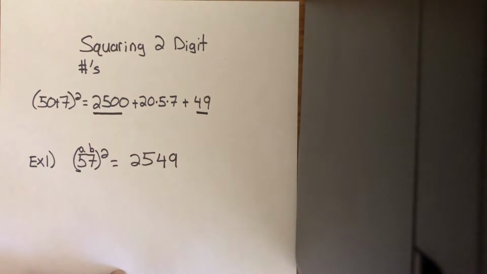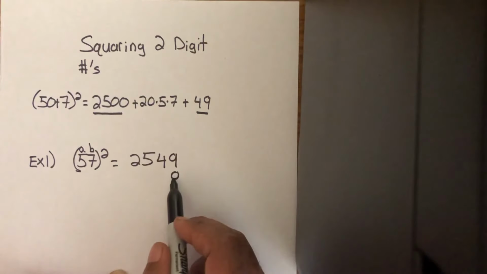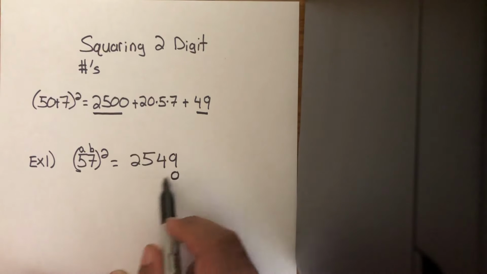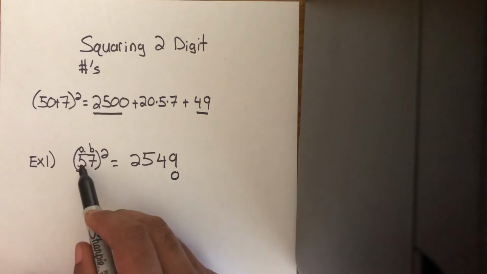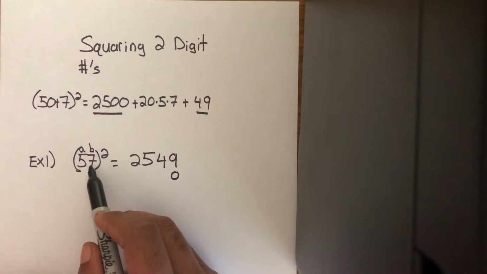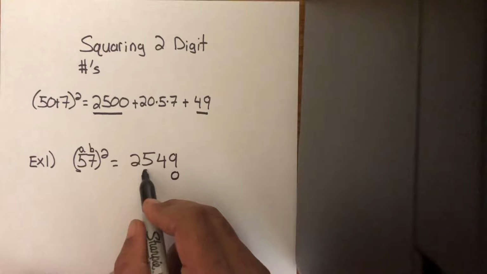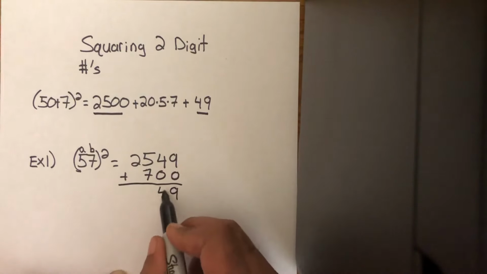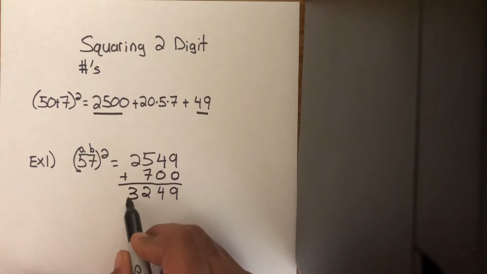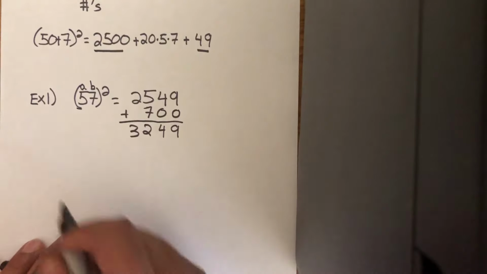How do I take care of this? Well, we're going to go to the next line, put a 0, because we're multiplying by 20, so that's where the one space comes from. We have to shift it to the left. And then I'm going to say, what's 2 times 5 times 7? So that's 5 times 7 is 35. Double that, that's 70. And then I just add it and get my final answer. 3,249. Okay, it gets a lot easier when you do a few examples.